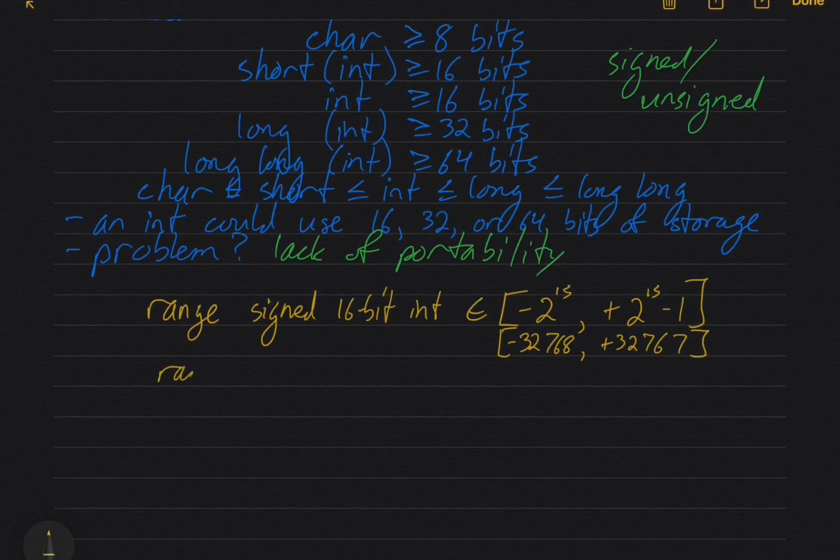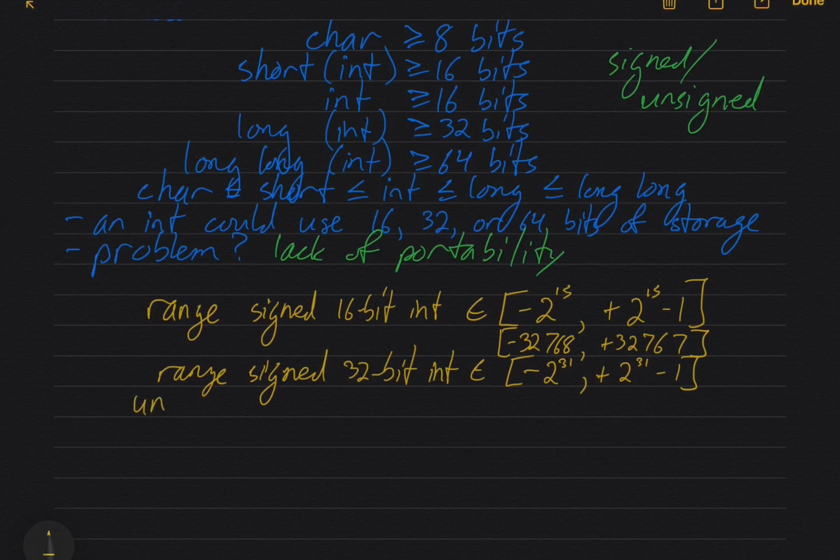Likewise, the range for a signed 32-bit int is negative 2 to the 31 to positive 2 to the 31 minus 1. So that's roughly plus or minus 2 billion. And that has to do with the way signed integers are represented in C, using 2's complement. Actually, the specification is agnostic about how you represent signed integers, but every processor I've ever seen works with 2's complement representation.